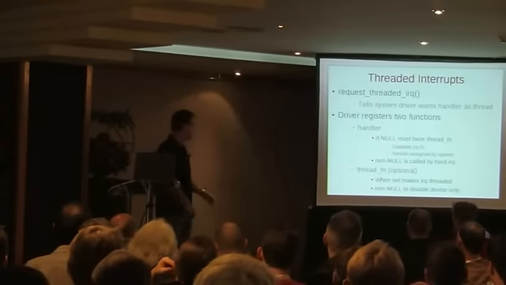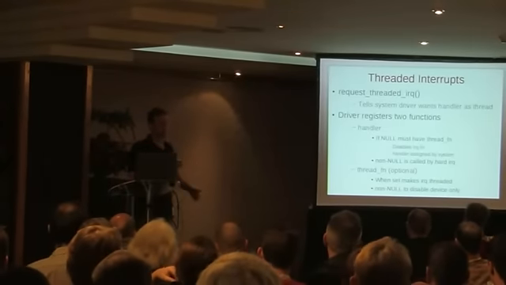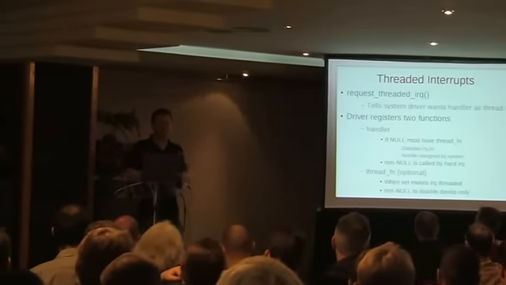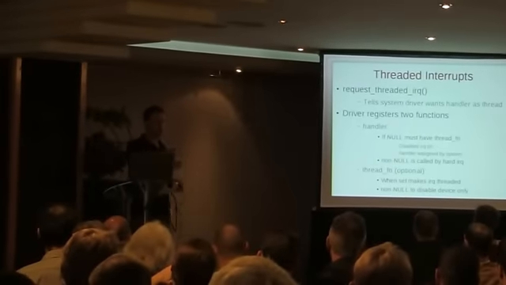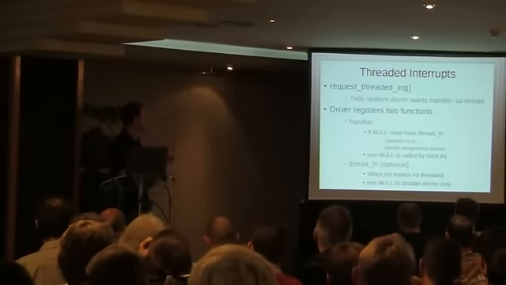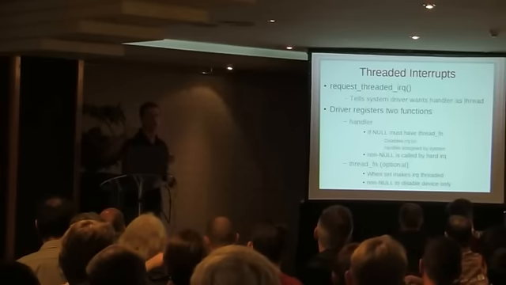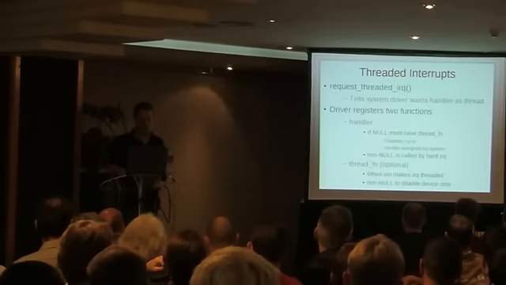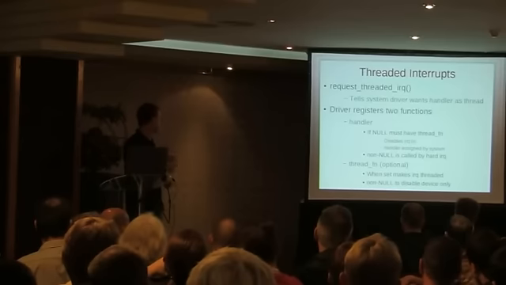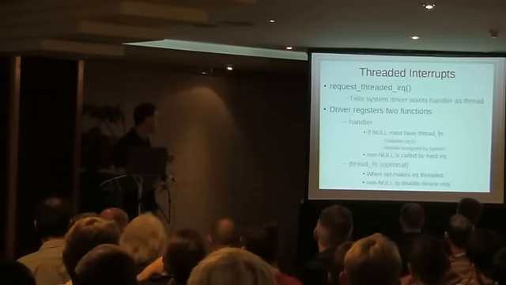So how do you do this? request_threaded_irq. That's how you do it. There's a cool parameter. You tell the driver, I want my interrupt as a thread. There's two functions, the handler. This is the handler that gets called on the interrupt, the hard interrupt. So you pass your handler, and if it's null, you must have a threaded interrupt. And what it will do, it will assign a default function that the kernel, the interrupt system, will do for you. So if it's not null, it'll be called, this function is called by the hard interrupt. And your function is called in the thread.